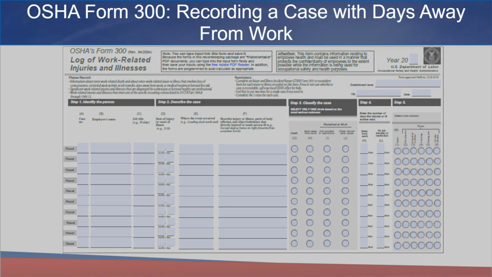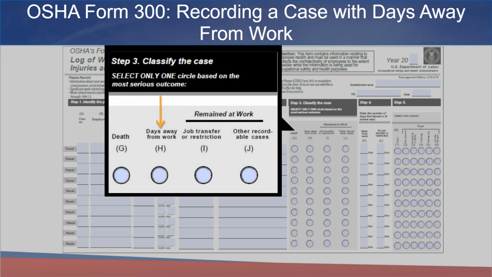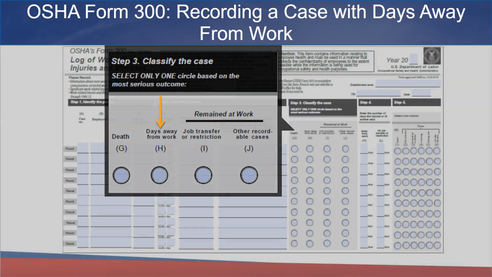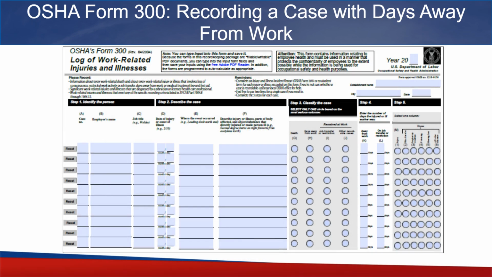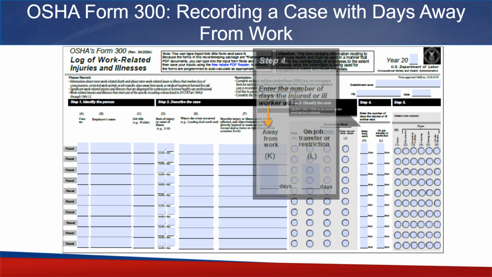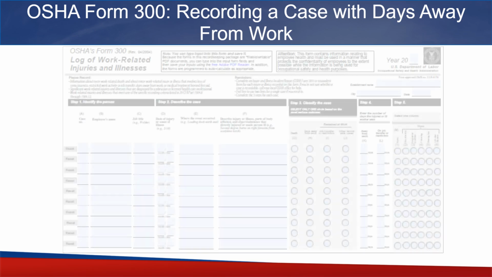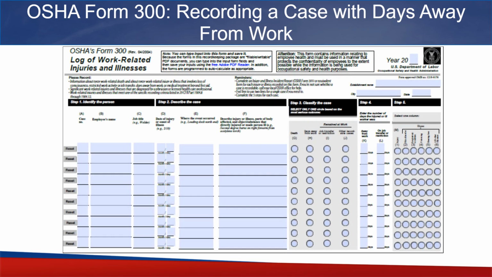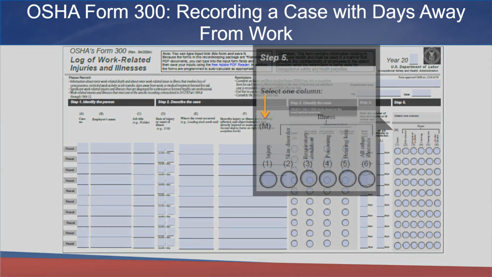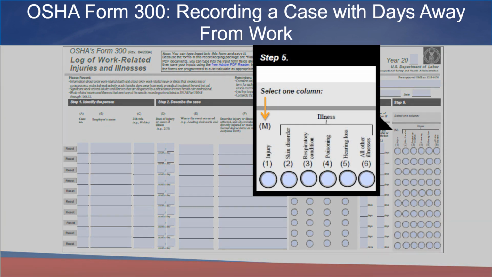For cases that involve 1 or more days away from work, you must place a check mark in column H on the OSHA Form 300 and enter the number of calendar days the employee was away from work in column K. Then note in column M whether the case involves an injury or an illness.